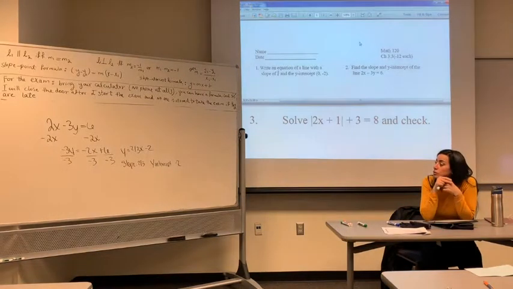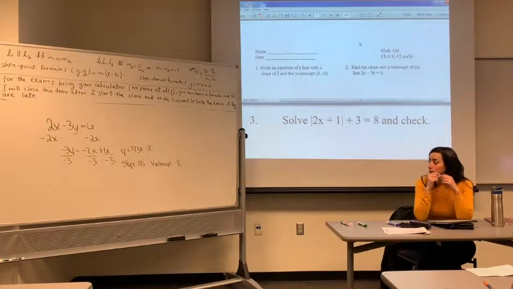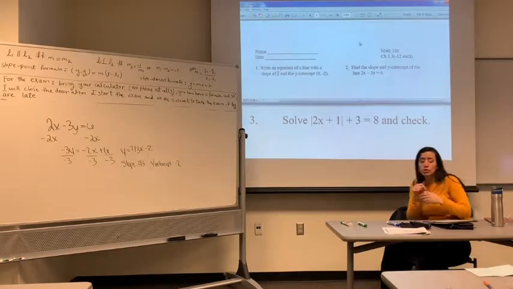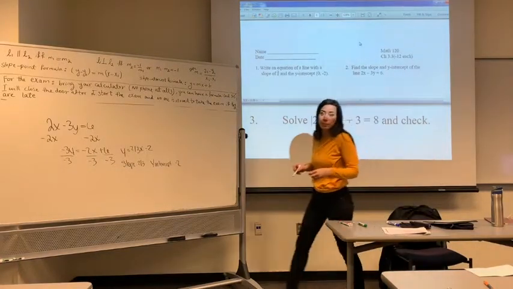So she subtracted 2x from each side, so she has negative 3y equal to negative 2x plus 6. And she's dividing everything by negative 3, so she will have a positive 2 over 3x minus 2. So 2 is y-intercept, and 2 over 3 is the slope.